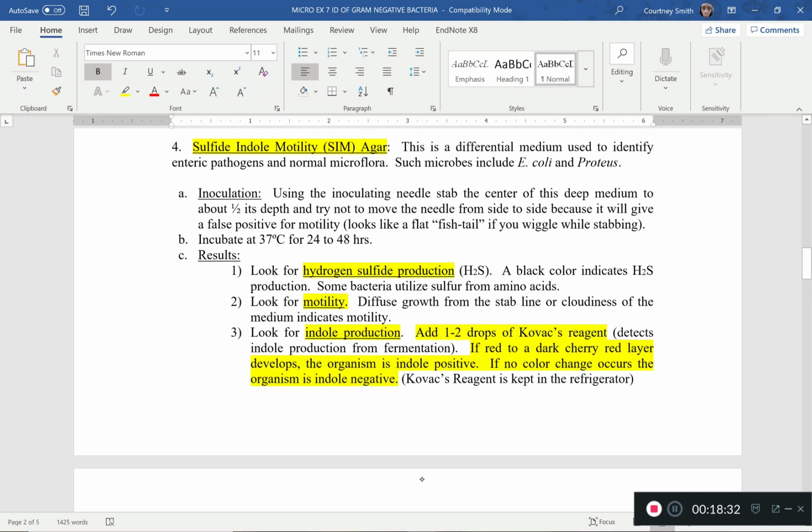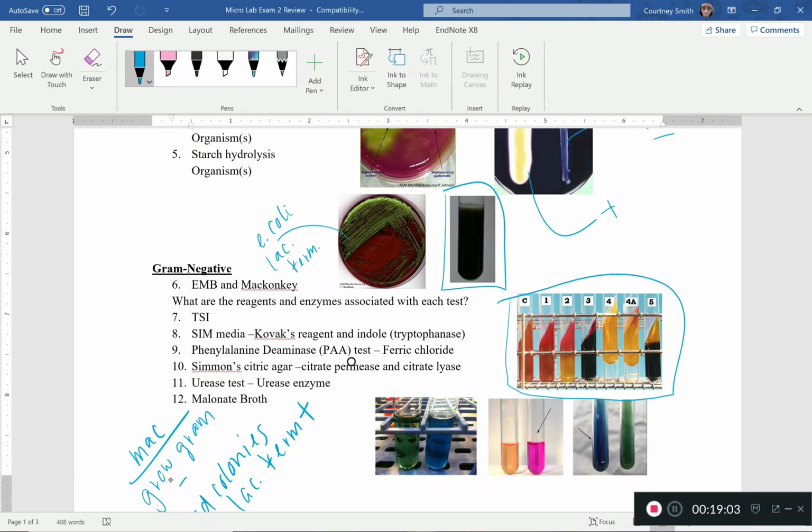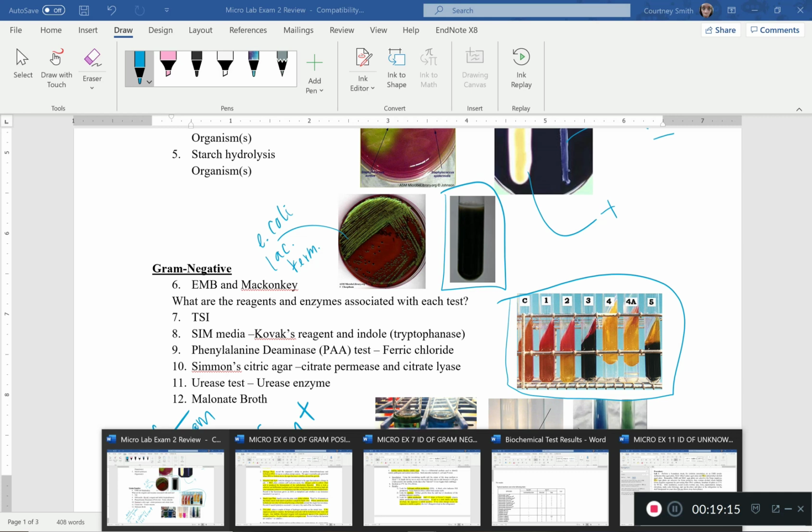So with the SIM, you're looking for H2S production, motility, and then indole production. In order to test for indole production, you have to add a Kovacs reagent. If indole is positive, you will see a red ring at the top of your tube, and that means indole positive. But if no color occurs, then that is indole negative. And if you have a black tube, such as this one right here, that means H2S production was occurring. And then the enzyme that is being tested for is tryptophanase. I believe that's how you say it. So that's this guy right here.